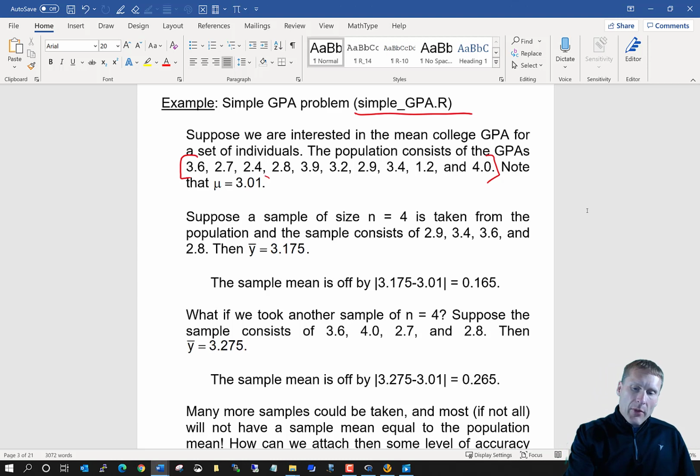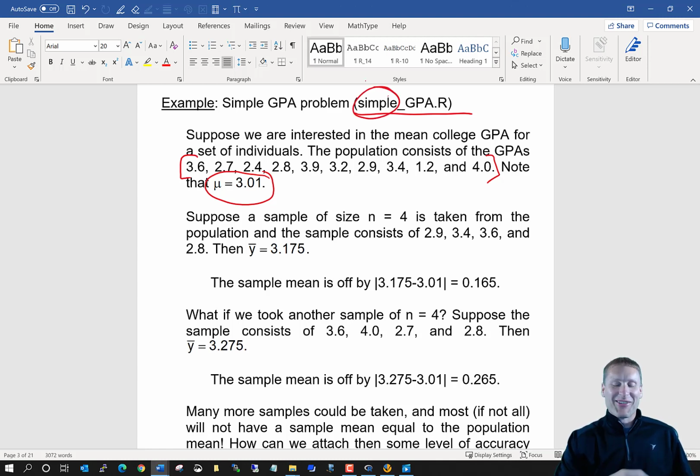And since we can write them all out, we're able to calculate the population mean of 3.01. Okay, again, this is a simple example. That's why you see the word simple there. Anyway, suppose though we take a random sample of size 4 from this population.